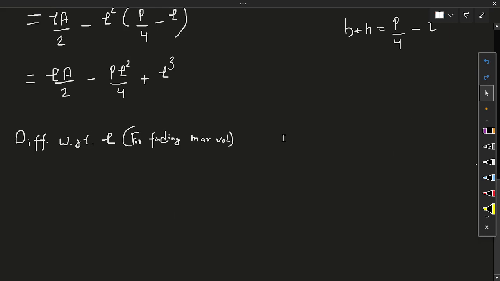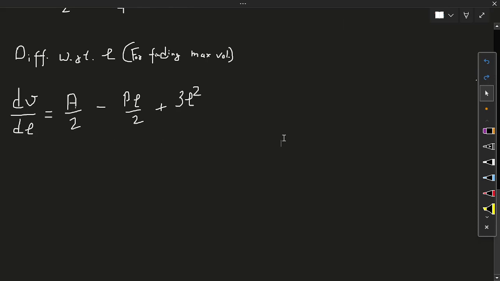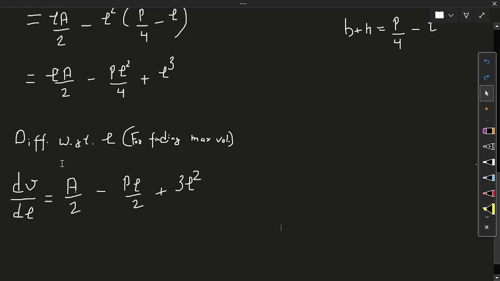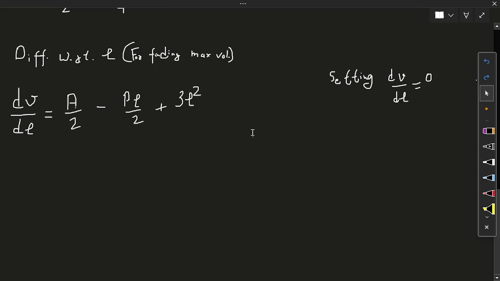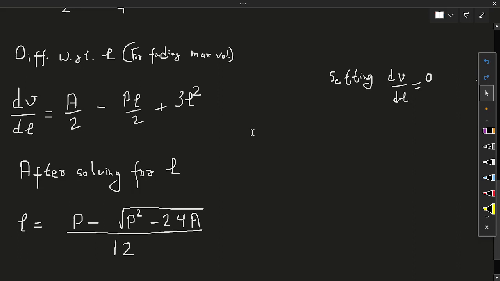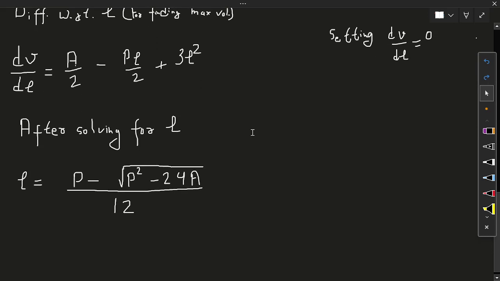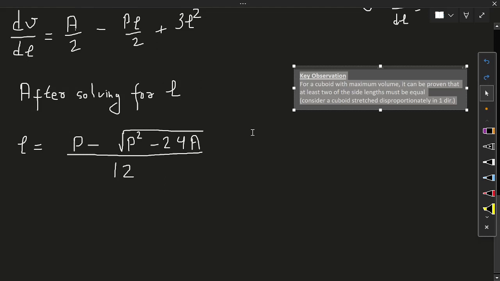Next, differentiate with respect to L. For finding maximum volume, we have to differentiate. So we will get dV by dL because we have V here. dV by dL is A by 2 minus PL by 2 plus 3L square. Now set dV by dL equal to 0 because we have to find the maximum volume. After solving we have the L value as this. Now we have calculated the L value.